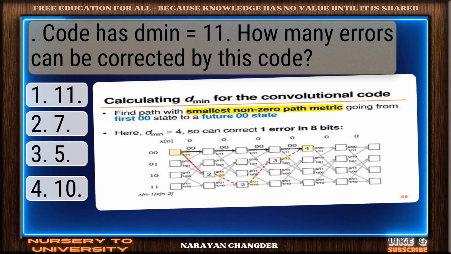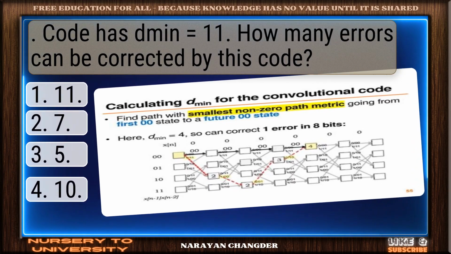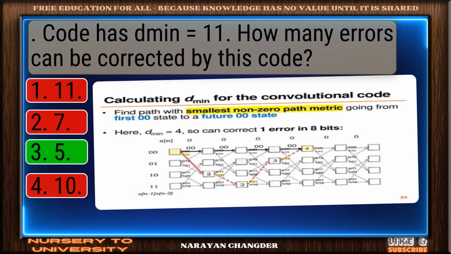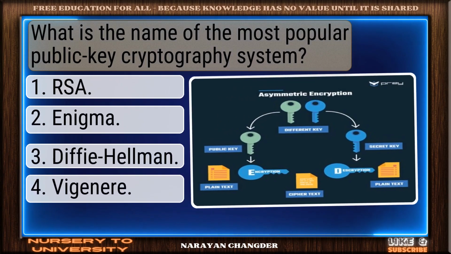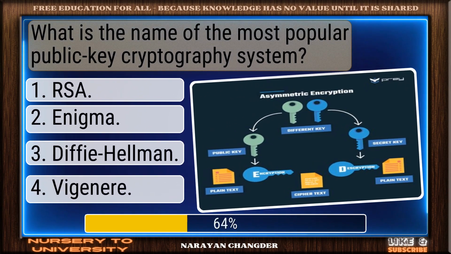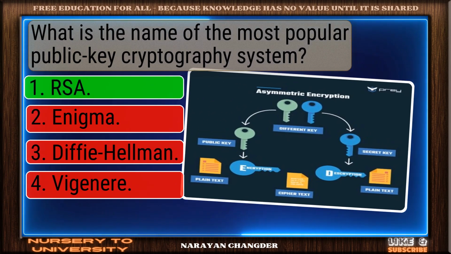Code has dmin equal to 11. How many errors can be corrected by this code? Bravo, 5 is the answer. What is the name of the most popular public key cryptography system? Well reasoned. RSA is the correct choice.